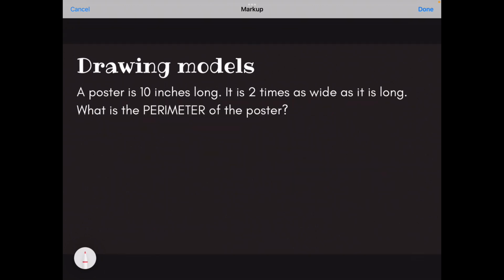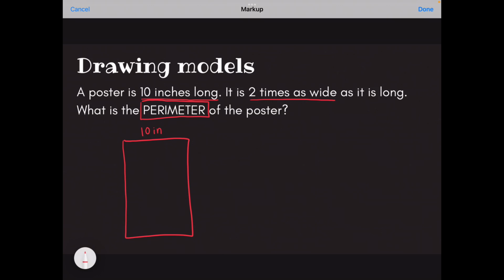Same thing goes for this next problem. A poster is 10 inches long. It is 2 times as wide as it is long. What is the perimeter of the poster? Underlining some important information, 10 inches long, 2 times as wide as it is long. The question that's being asked though is, what is the perimeter of the poster? Drawing out a model of this poster will allow me to organize the information that the story problem is already telling me. The poster is 10 inches long.